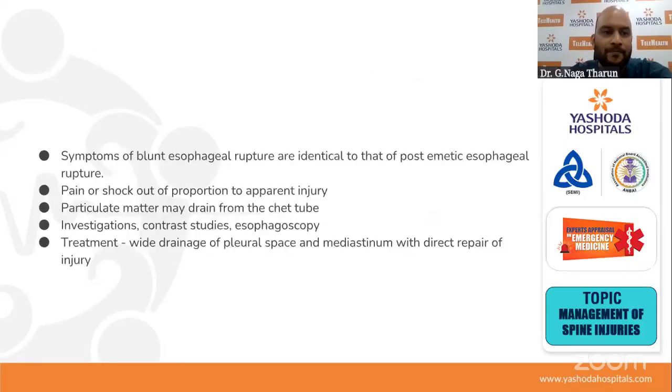The symptoms of blunt esophageal rupture are identical to those of post-emetic esophageal perforation. It is also most commonly seen after upper GI endoscopy. The symptoms will be pain or shock out of proportion to the apparent injury. Particulate matter may drain from the chest tube. Investigations are contrast studies and esophagoscopy. Treatment is wide drainage of the pleural space and mediastinum with direct repair of the injury.